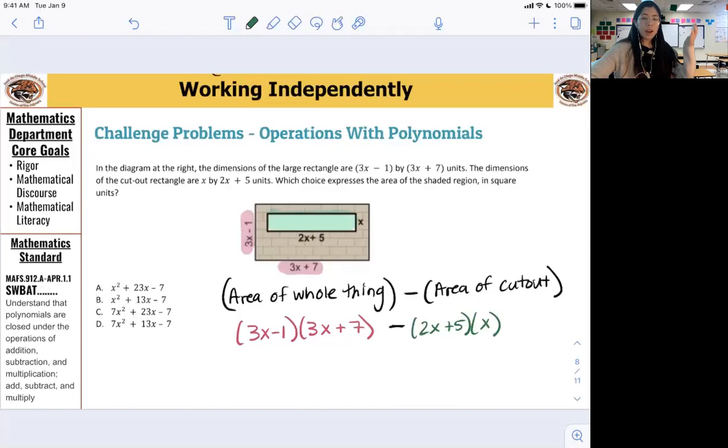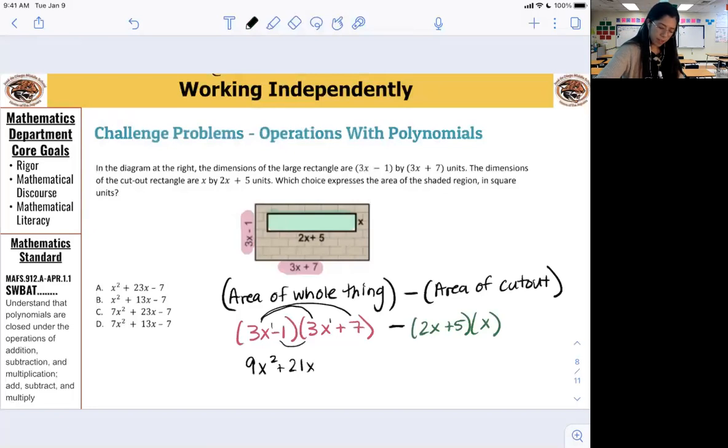So I have two binomials, the pink ones. So what do I have to do first? We FOIL first, we multiply first. So I'm going to be FOILing over here. 3x times 3x, I get 9x squared. Oh, so you get 6 by accident? Yes. 3 times 3 is 9, y'all. 3 times 3 is 9. That happens to me all the time. 3x times 7. 3 times 7, I get 21x.